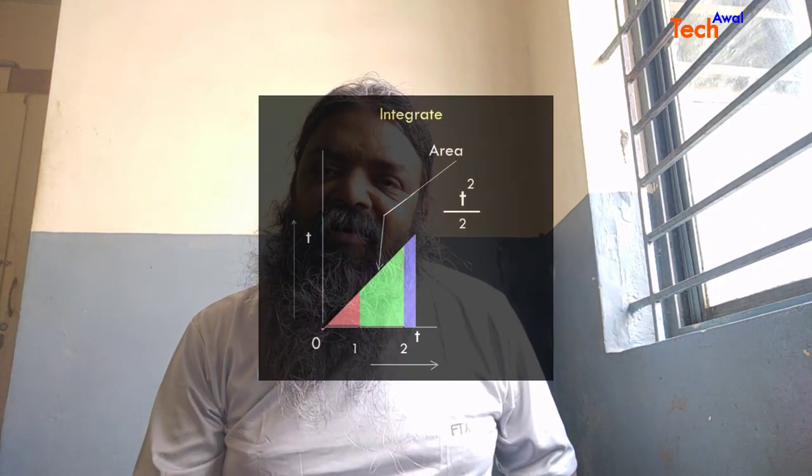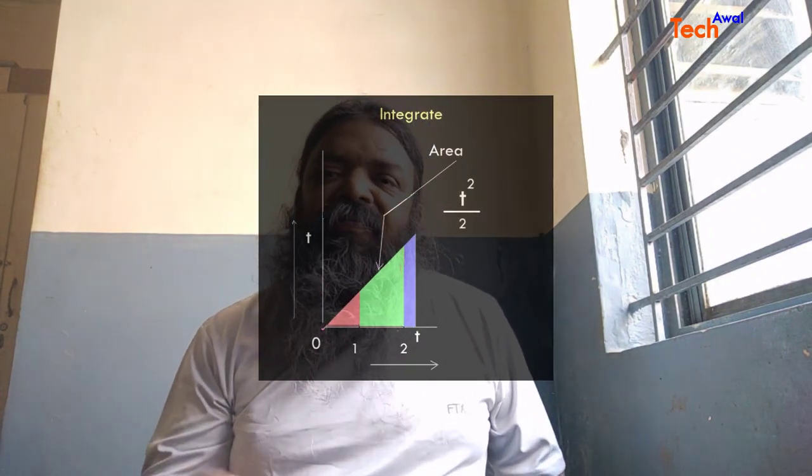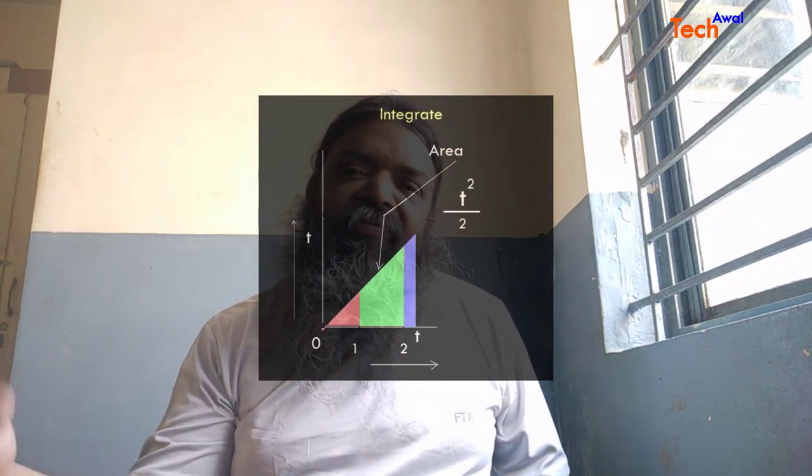Now it becomes a triangle. Day 0 means 0, then 1, 2, 3. So it keeps on growing, it's a slope, and it becomes a triangle. So at the end of T days, the total collection is the area of the triangle. That is T square by 2. So that is the area of the triangle. Okay. So 1, 2, 3, 4.